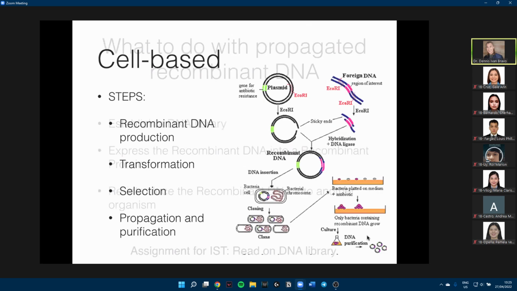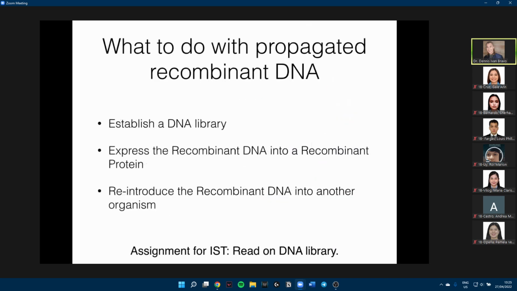So you might be wondering, what shall we do now with that propagated recombinant DNA? There's a lot of things that can be done with recombinant DNA. One of them is to establish a DNA library. There are two kinds of DNA library, a genomic library and an mRNA library.